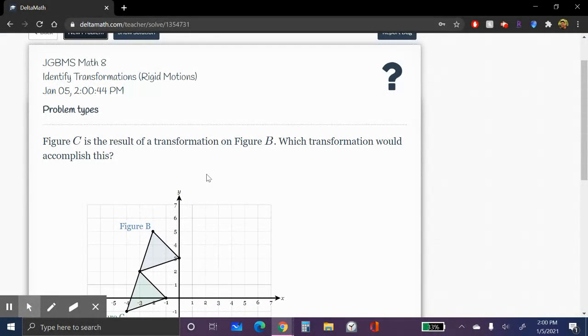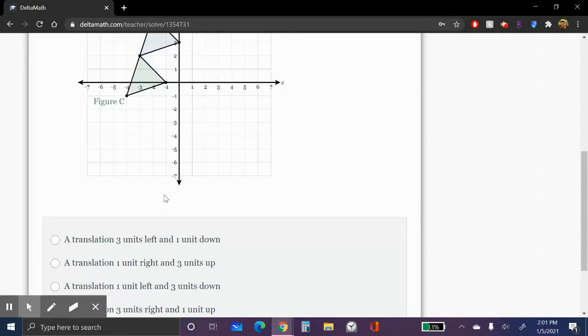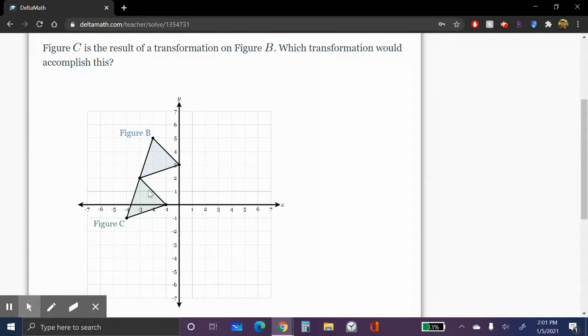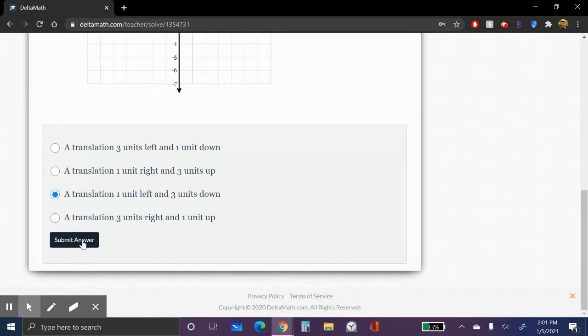This one, oh, okay. C is the result of B. So I'm going from B to C. It looks like it's just being slid, right? Left 1, down 3. Left 1, down 3. Left 1, down 3. And be careful, you're going from B to C, not C to B, or else that would be one of the options. You don't want to click on that one.